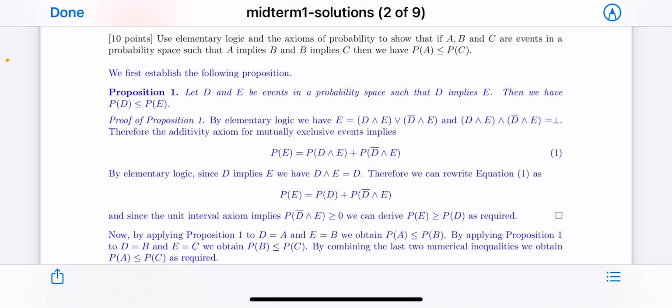And now I'm not even thinking about logic or events or probability at all. I just have three real numbers, PA less equal PB less equal PC. And I know that inequalities for numbers are transitive, so I can conclude PA less equal PC.